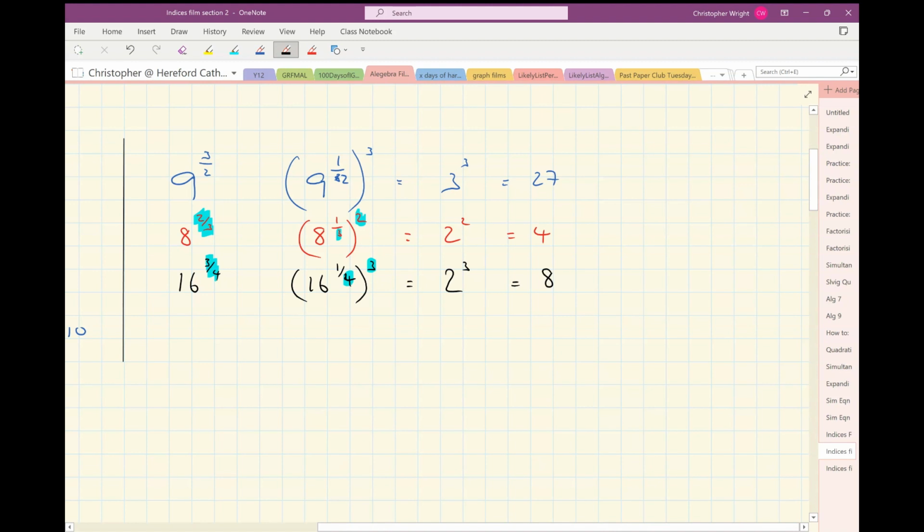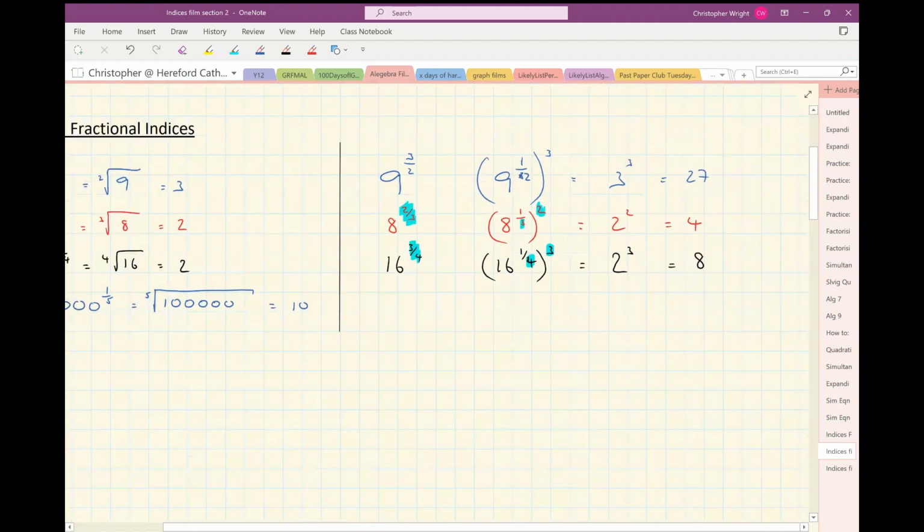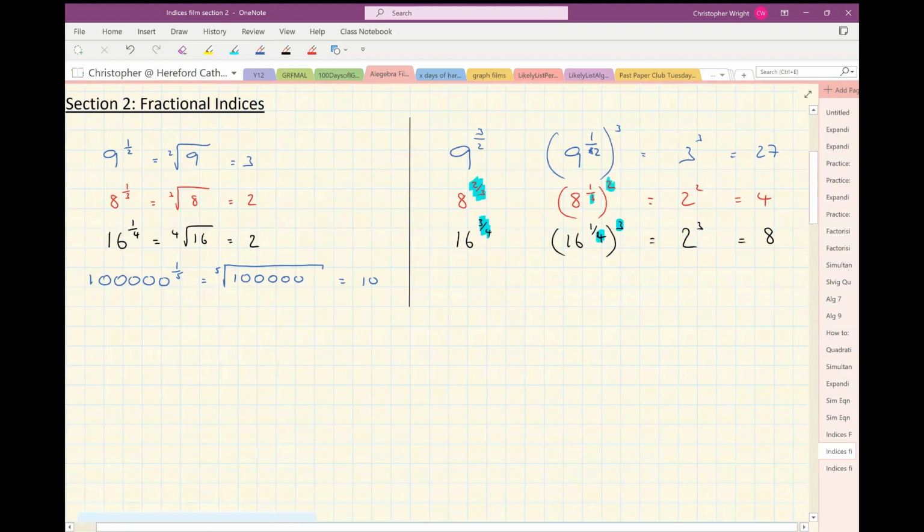So that is the second thing you need to be able to deal with. You need to be able to deal with numerical expressions where the power is a fraction, both when the fraction has a numerator of 1 and when the fraction does not have a numerator of 1.